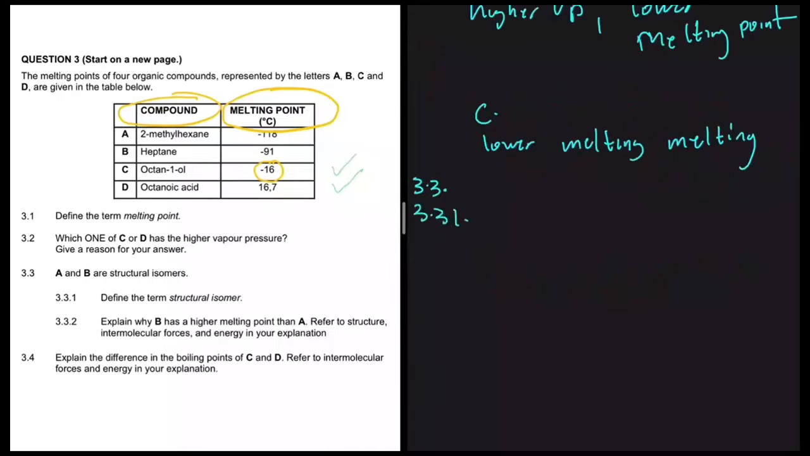3.3.1 says let's define the term structural isomer. So structural isomers are organic compounds that have the same molecular formula but different structural formula. The same molecular formula but different structural formula, right?